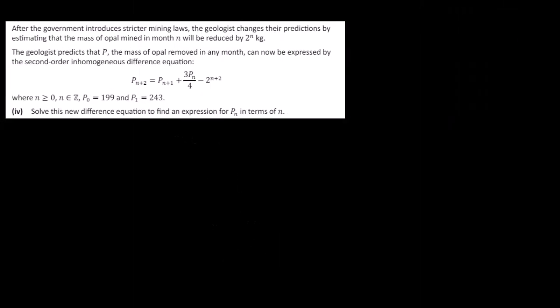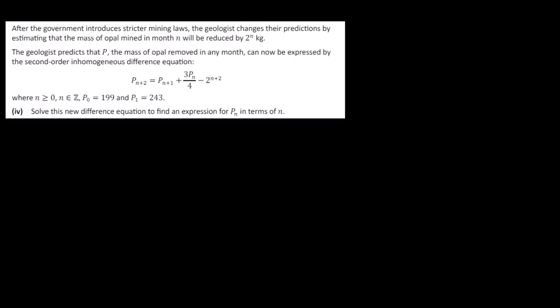After the government introduces stricter mining laws, the geologist changes their predictions by estimating that the mass of opal mined in month n will be reduced by 2 to the power of n kilograms. The geologist predicts that P, the mass of opal removed in any month, can now be expressed by the second order inhomogeneous difference equation. Pn plus 2 is equal to Pn plus 1 plus 3 Pn over 4 minus 2 to the power of n plus 2. Again, n is greater than or equal to 0, an integer. P0 this time is 199, P1 is 243 kilograms. Solve this new difference equation to find an expression for Pn in terms of n.